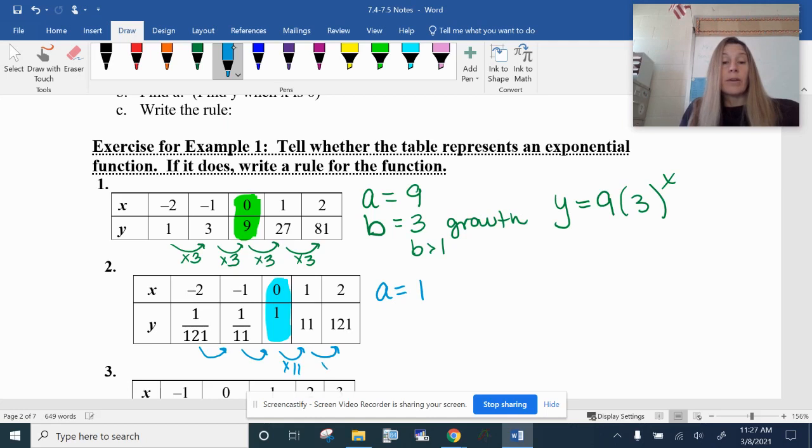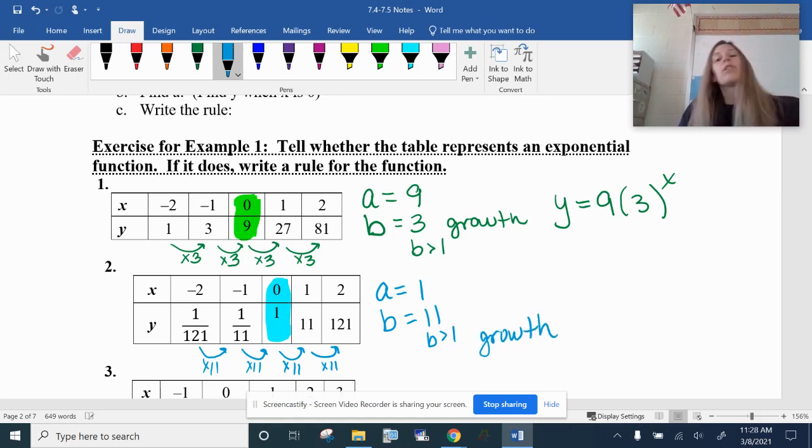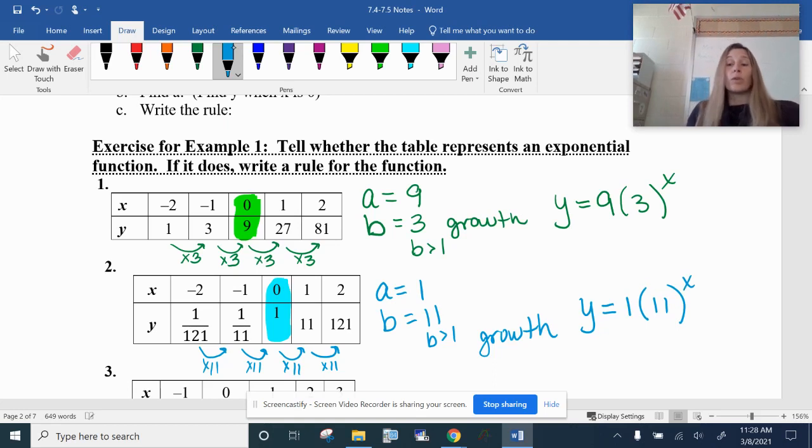So 11 times 11 is 121. 1 over 11 times 11, the 11s would cancel and I would get 1. And 1 over 121 times 11 would give me that fraction of 1 over 11. So this b value of 11 holds true throughout. Again, my b is greater than 1, which tells me this is going to be an exponential growth function. And it's going to look like 1 times 11 raised to x, which of course you don't need to put the 1 in there whenever that a value is 1, it's implied.